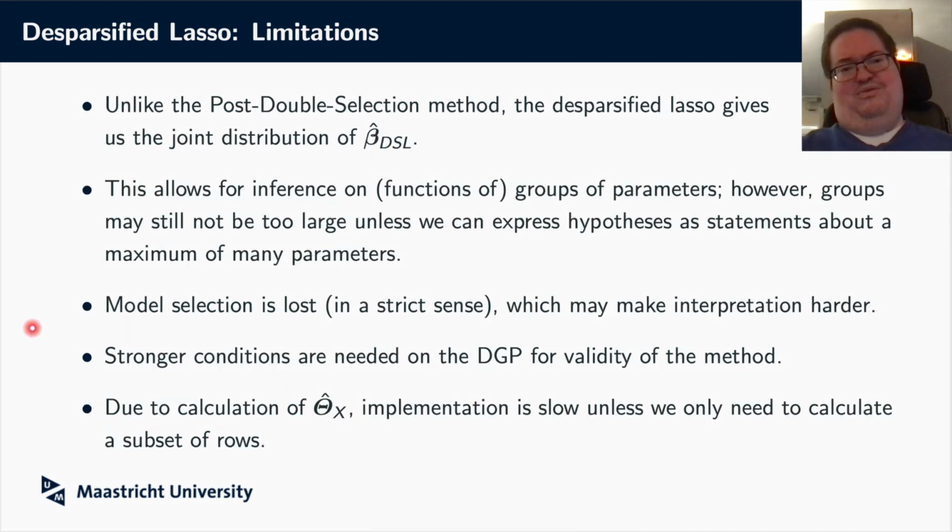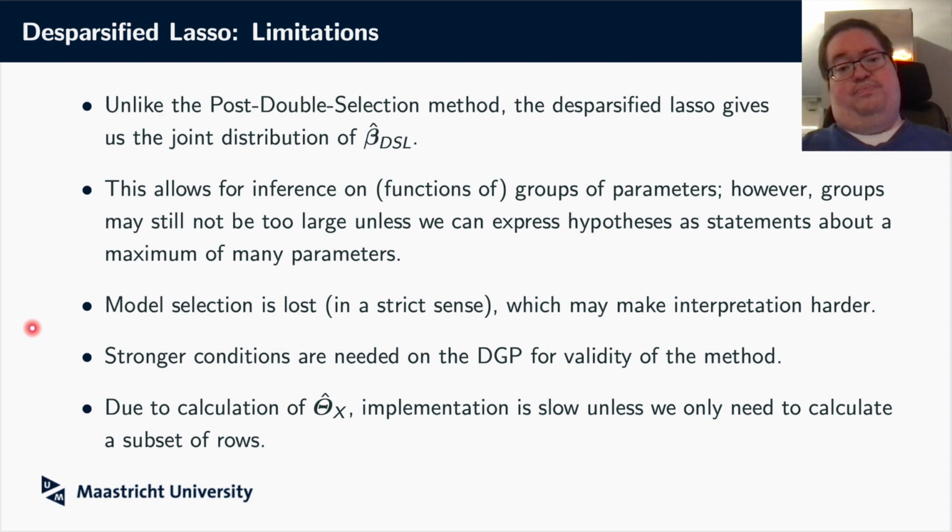Now the nice thing about the Desparsified Lasso is that it gives you the joint distribution of your estimate of the whole vector. So it's much easier to do tests on groups of parameters, unlike the post-double selection method. Still, we run into problems if you have too many parameters. For instance, you might think, okay, I can do impulse response analysis. Well, it is very unclear if that is possible. The reason is that if you do these tests on a large number of variables, central limit theorems and so on do not hold anymore.